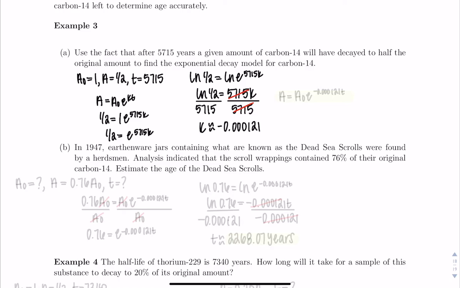And so my equation would be A equals A naught e to the negative 0.000121t. So in 1947, earthenware jars containing what are known as the Dead Sea Scrolls were found by a herdsman. Analysis indicated that the scroll wrappings contained 76% of their original carbon-14. Estimate the age of the Dead Sea Scrolls.